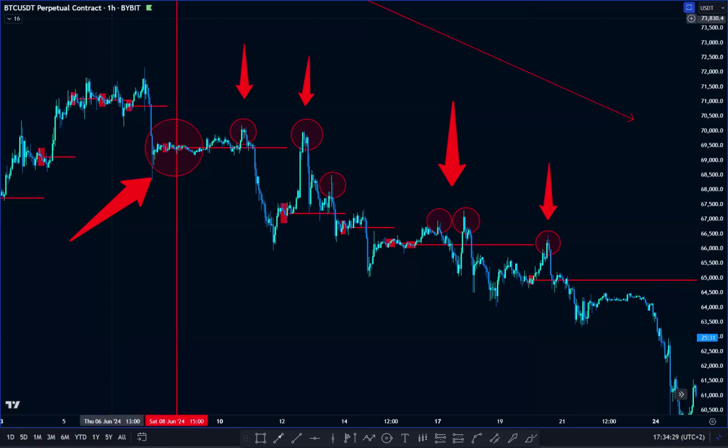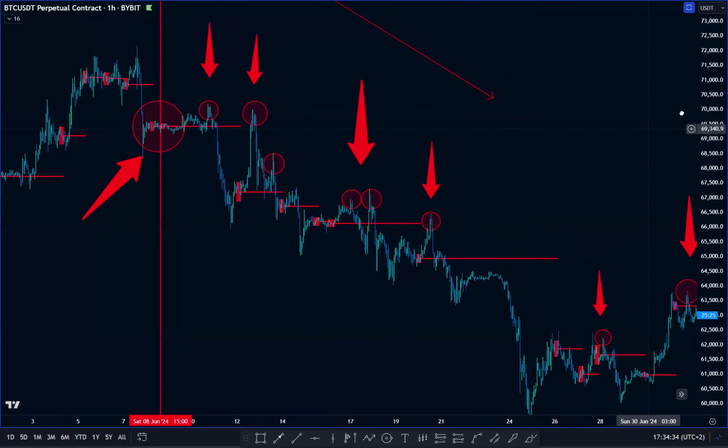So a 1 hour time frame is going to be fantastic for a mini swing trader, for a swing trader, because you'll see you would have caught these massive swings.